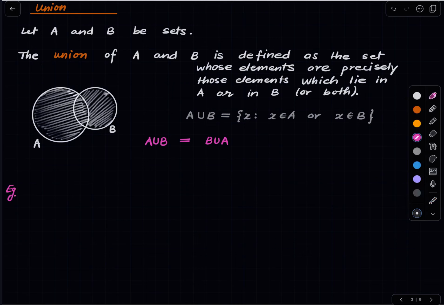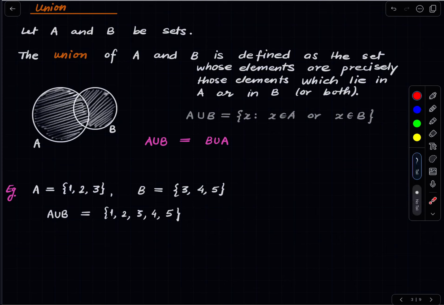So let's say A is equal to this set and B is equal to this set. What is A union B? It is clearly the first 5 integers. So here some things were repeated.